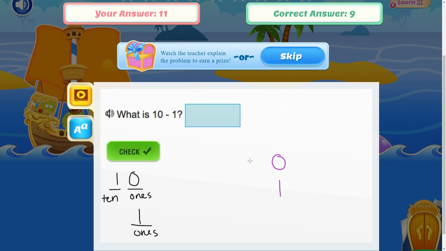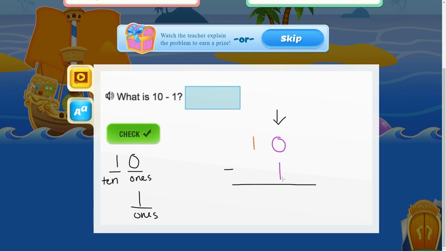Now let's write down our tens place. Here's the 1 of 10, and that's the only tens place we have. So now let's subtract our places from one another, and we'll start with the ones place. Here we have 0 minus 1. Well, we can't subtract 1 from 0 because 1 is larger than 0.